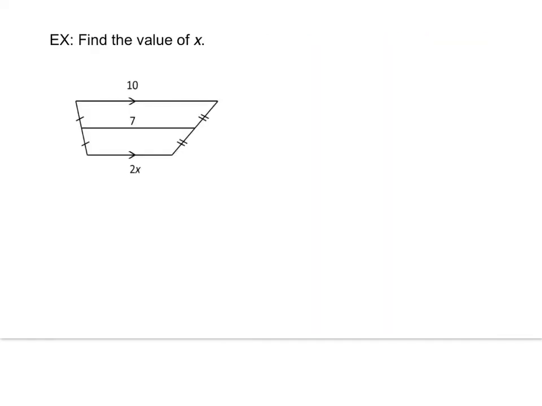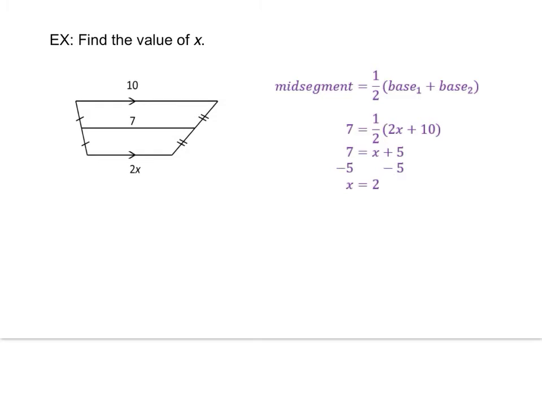So let's take a look at this example. We're going to find the value of x. So 7 is the length of the mid-segment, one base is 10, and the other base is 2x. Since the mid-segment is half of the sum of the bases, we use that formula and plug in our values. So we have 7 equals 1/2 of 2x plus 10. Next, you can solve for x, so half of 2x is 1x, and then half of 10 is 5. Continuing to solve for x, x equals 2.